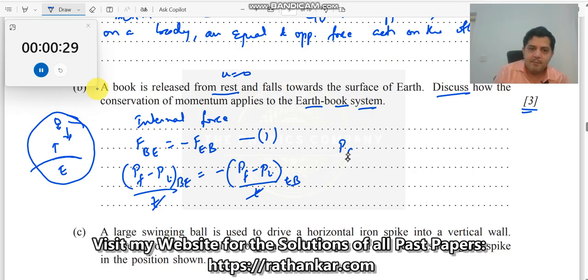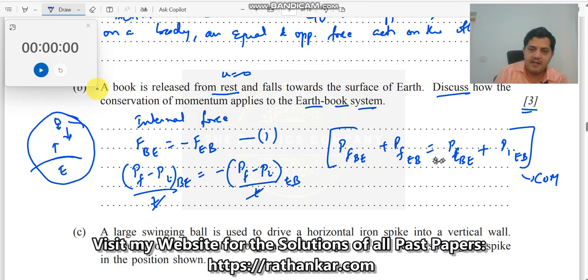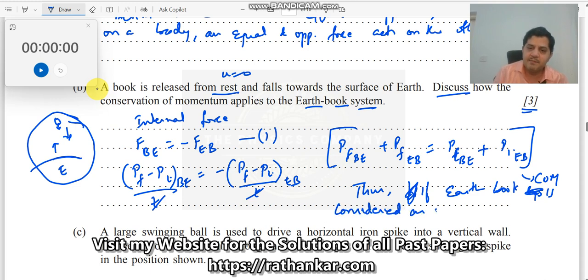I can now say P final of book plus P final of earth is equal to, when it goes to that side, once again P initial of book plus P initial of earth. Which means the initial momentum of the earth-book system is equal to the final momentum of it. This gives you the essence of the conservation of momentum. And finally you can say, thus, if the earth and book are considered as one system, then conservation of momentum is observed or applied.